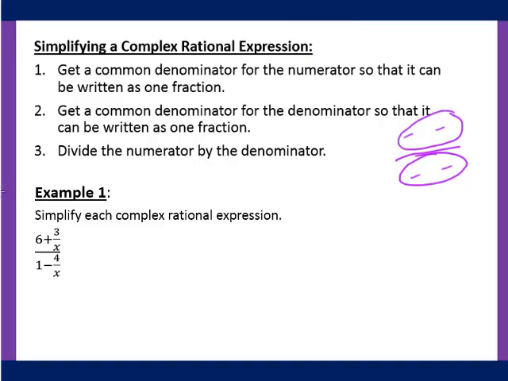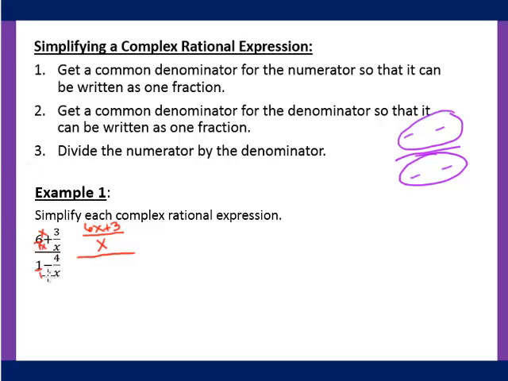So here we go, example 1. Keep in mind that this 6 can be written as 6 over 1, and this 1 can be written as 1 over 1. Just looking at the top, ignore the bottom for now, we have 6 over 1 plus 3 over x. Our common denominator would be x. To get an x for the first fraction, we multiply the top and the bottom by x, which means on top we end up with 6x plus 3. We put an x on top and bottom, and then our numerators come together over our common denominator.